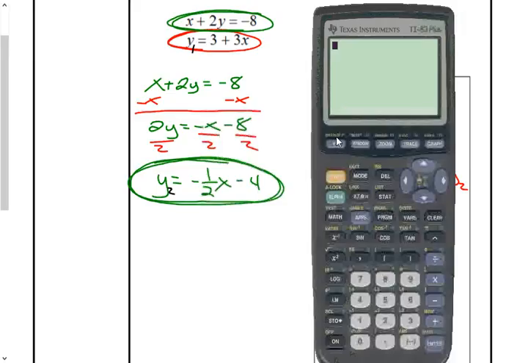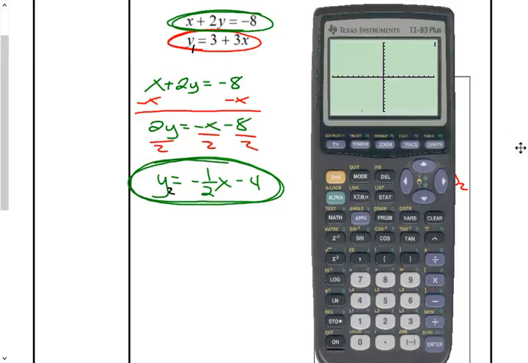I'm going to type in y1, 3 plus 3x, and y2, negative 1 half. And again, don't worry if your fractions look different than mine. It's going to be the same thing. There we go. And here's the graph. Now, it's important to understand that the solution to the system is the spot where x and y are the same for both lines. So it's right there.